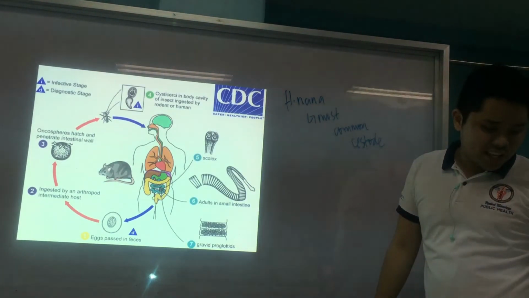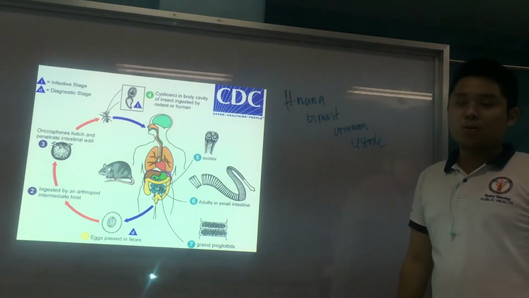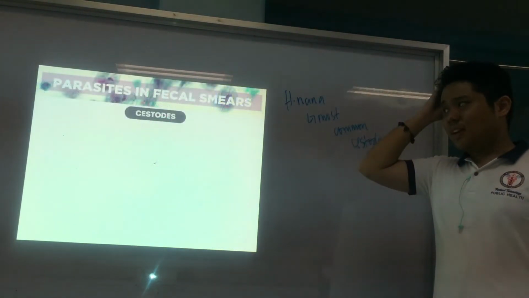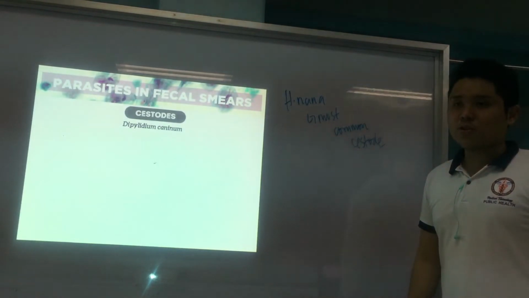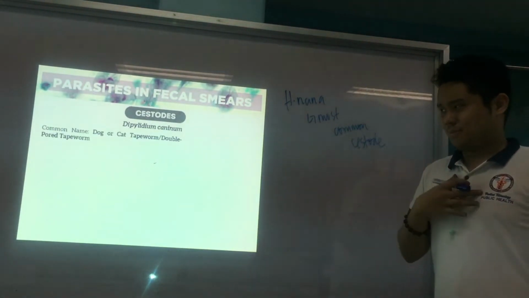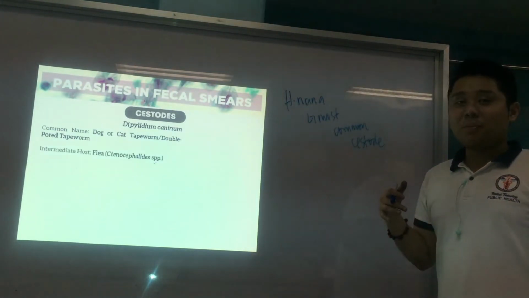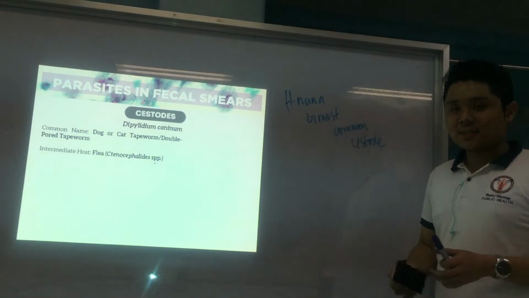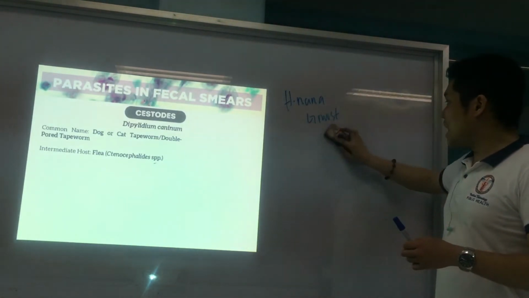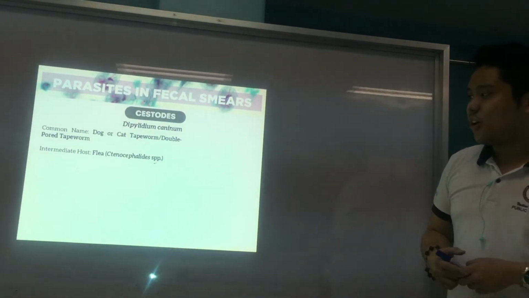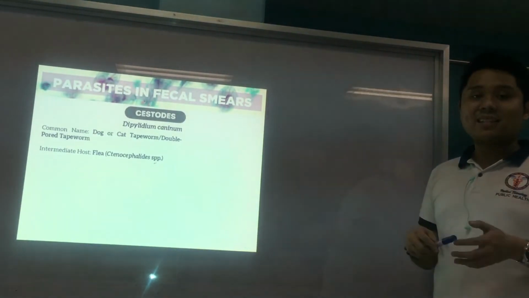And the last species of your cestodes that can be retrieved from your stool is Dipylidium caninum, also known as your dog or cat tapeworm or double-pored tapeworm. Now, your intermediate host is still the flea, and that's Ctenocephalides. I don't know if it's a silent C or you pronounce the C, but Ctenocephalides spp.